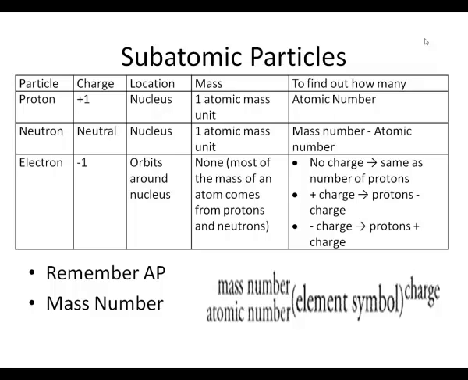Lastly, for electrons, to figure out how many of them we have, you're going to have to look at the charge. If there is no charge, aka a neutral charge, that means there's just as many electrons as there are protons. So remember, a proton is +1 and an electron is -1. Those two cancel each other out. In the event that there is a positive charge, that just means that you have more protons than electrons. So you can take protons and you can subtract the charge.